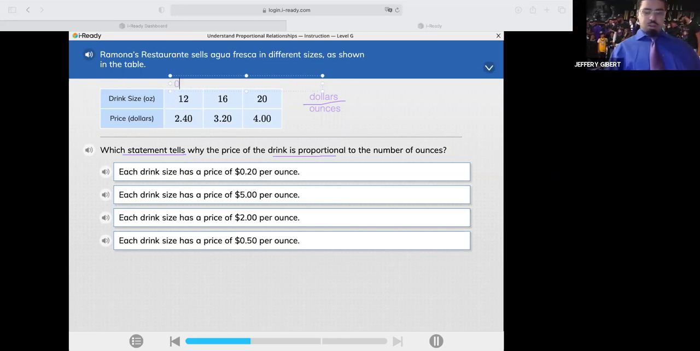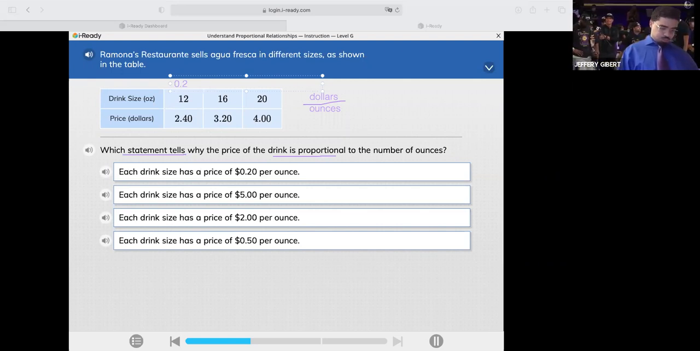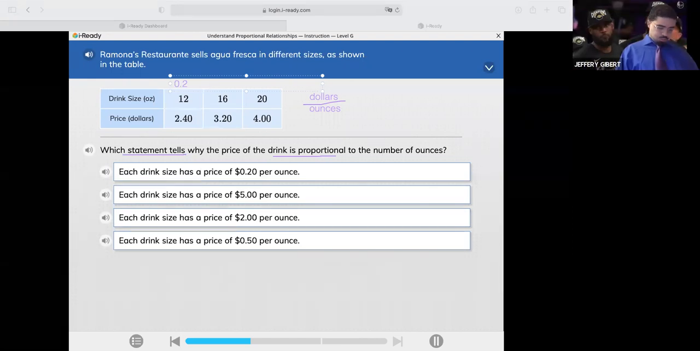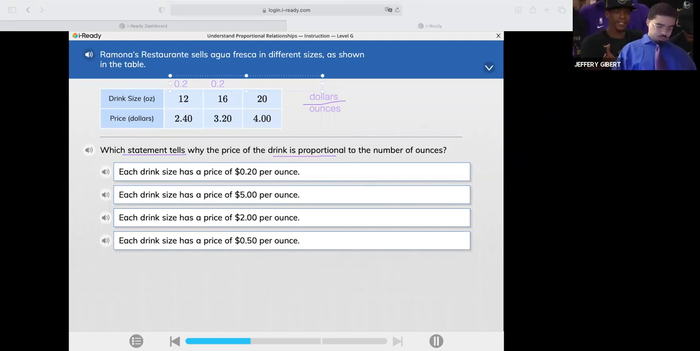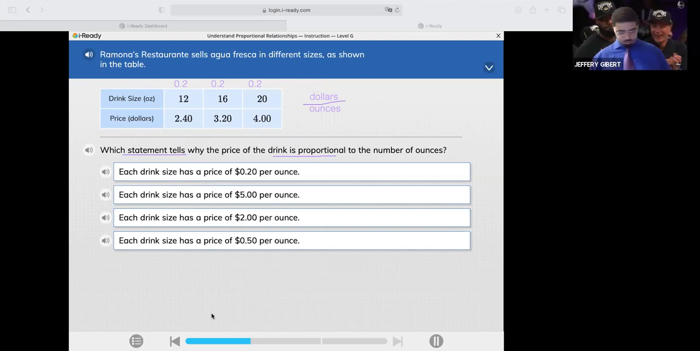$0.2. All right. Then what about 3.2 divided by 16? $0.2. And then what about 4 divided by 20? $0.2. So now that you know it's 0.2, which one of these do you think the answer is? The first one. Right, because in money, 0.2 is 0.20.